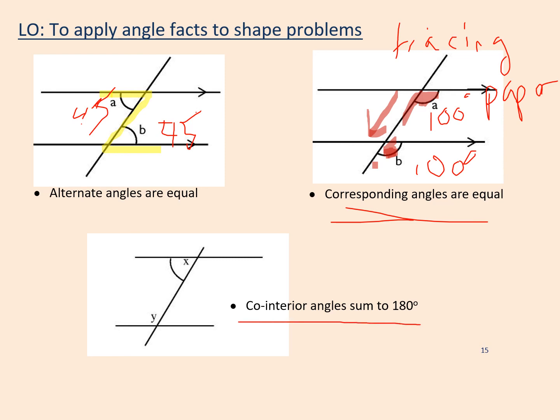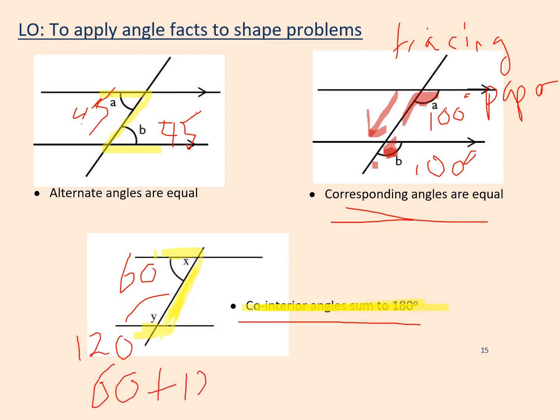The next ones are co-interior angles. I look at that as like you and your best mate sitting on the settee together. If you look at them both here, it's like you're cuddled up together on the settee. Now we say co-interior angles add up to 180. So if X is 60, then Y has got to be 120. So 60 plus 120 equals 180.